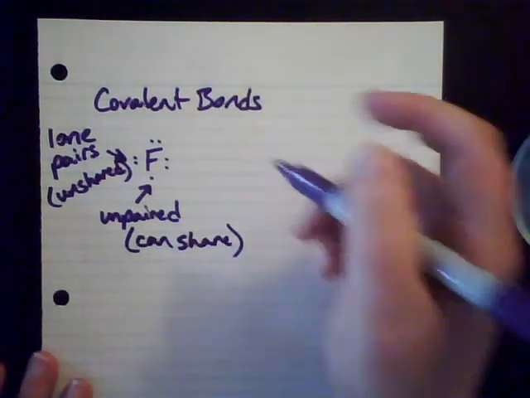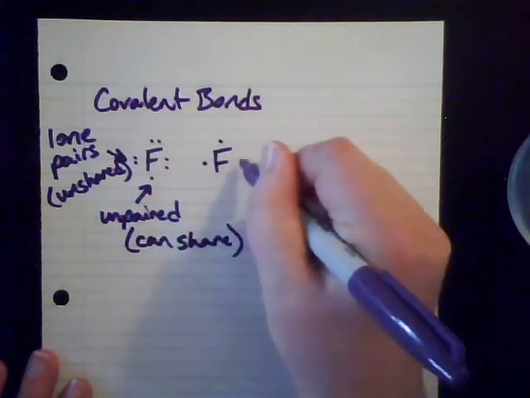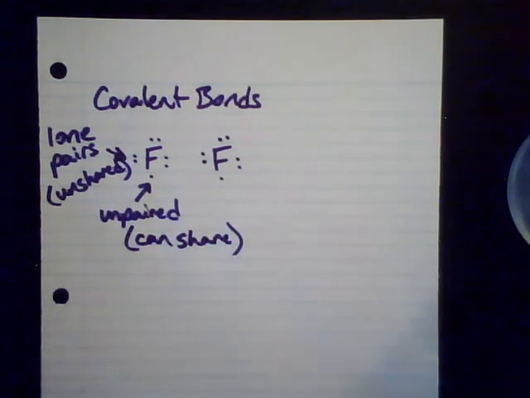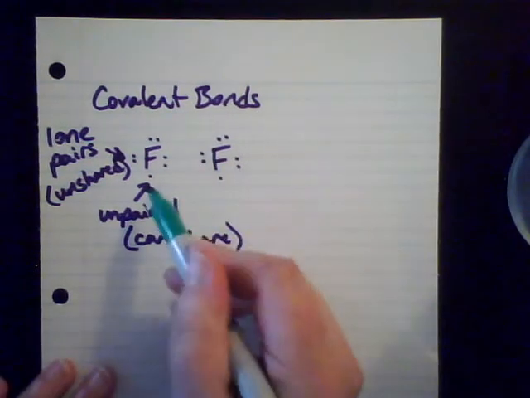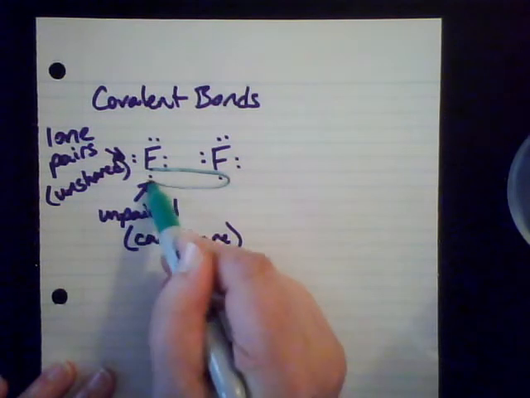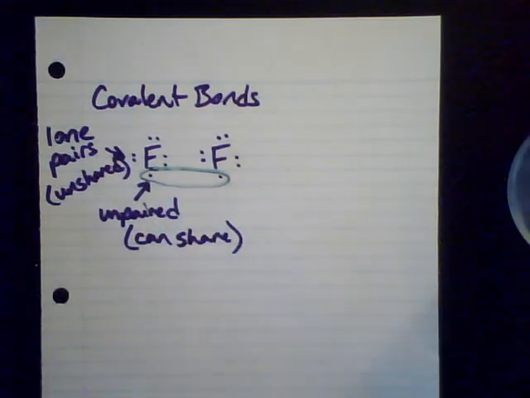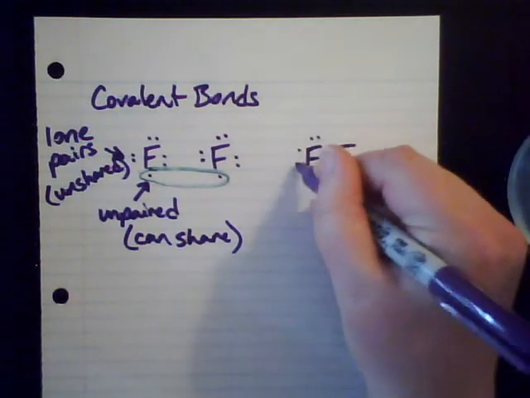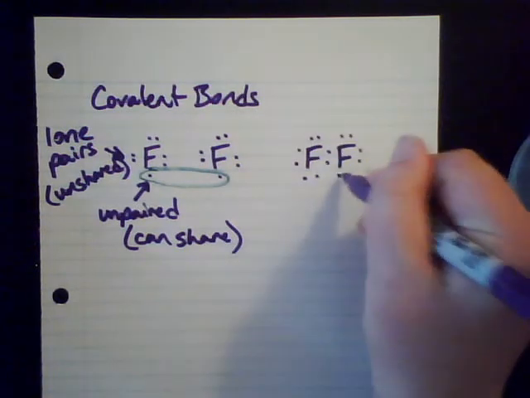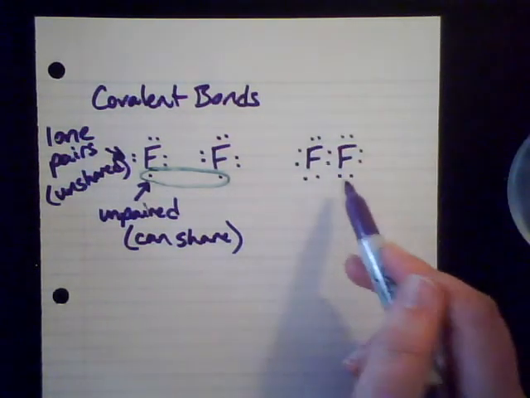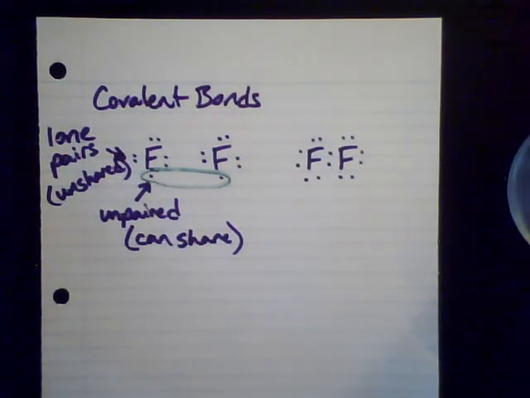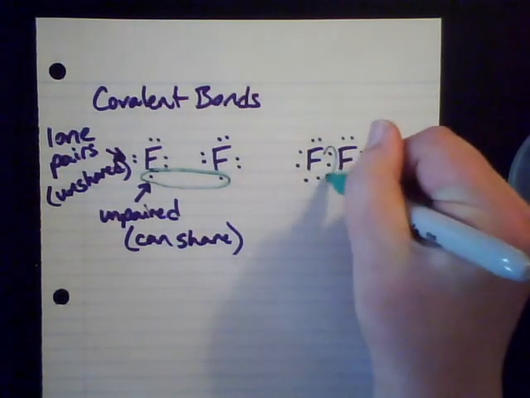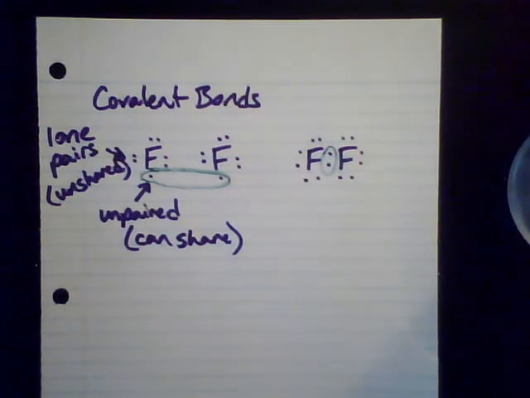So if I have another fluorine here that also has 7 valence electrons, then it would make sense that these 2 could be shared, and when I share them together, then they look like this. And I've rearranged my order here. The order of them doesn't matter. So I still have 3 pairs that are unshared and 1 in the middle here that's shared. So this 1 in the middle here that's shared is my covalent bond.